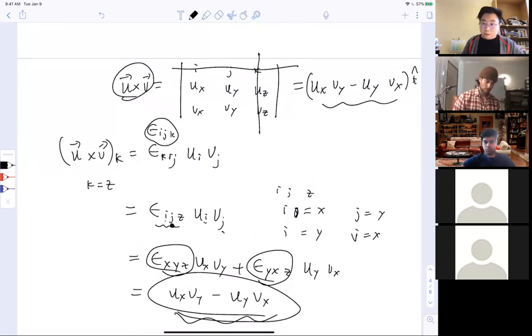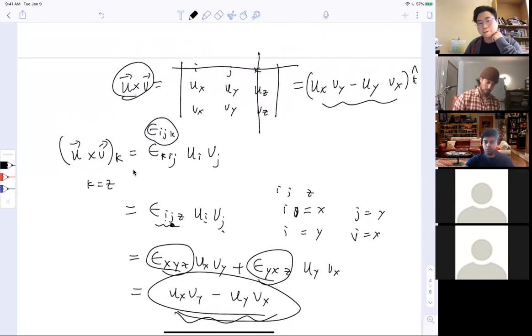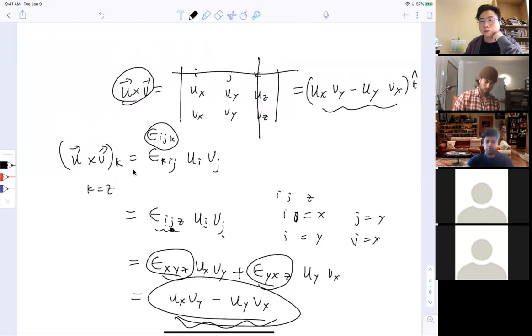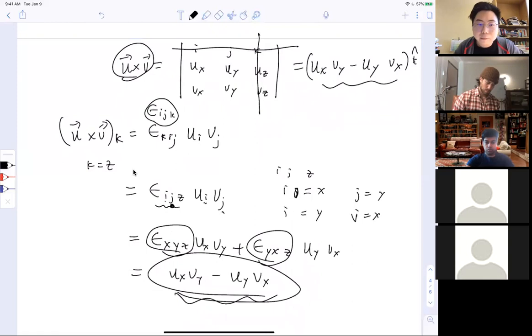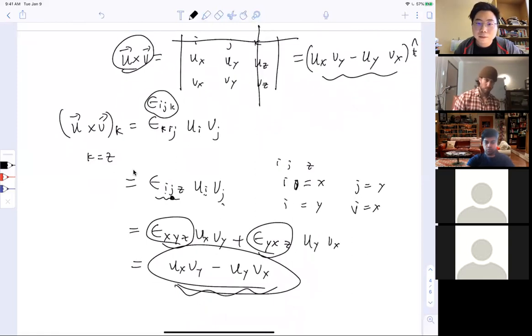I had a quick question. I just don't understand the purpose of what we're doing. Are we trying to learn how to compute the cross product? Exactly. Here, it's just another way to write the cross product. So why is this any more elegant or simple than just doing the determinant of the matrix?